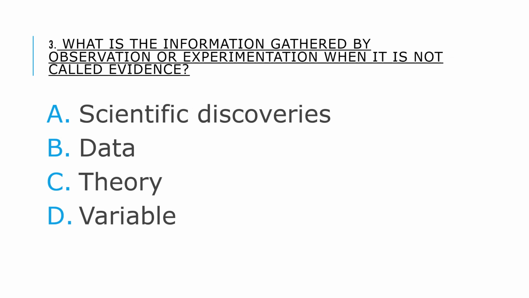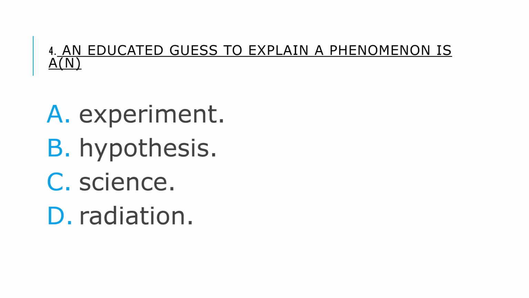Number 3. What is the information gathered by observations or experimentation called? A. Scientific discoveries. B. Data. And letter C. A theory. And letter D. A variable. Number 4. An educated guess to explain a phenomenon is a blank. A. Experiment. B. Hypothesis. C. Science. And letter D. Radiation.